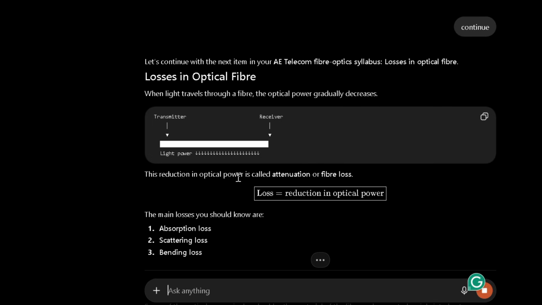And light information may be lost. The light power may be lost. We expect a loss in transmission lines too, in that topic also, but here this is optical fiber. When light travels through a fiber, the optical power gradually decreases. This reduction in optical power is called attenuation or fiber loss. Loss equals the reduction in optical power.